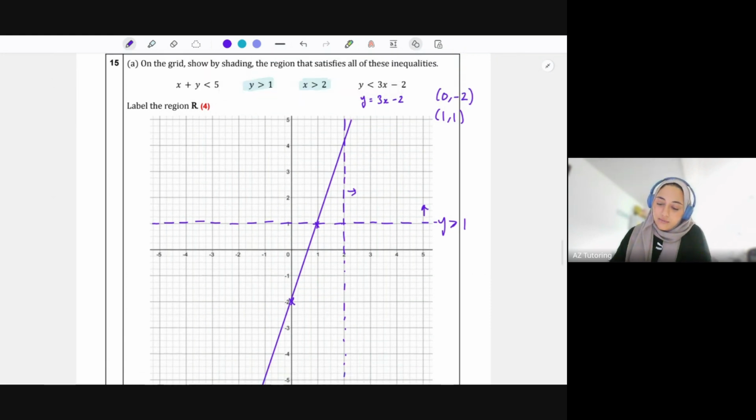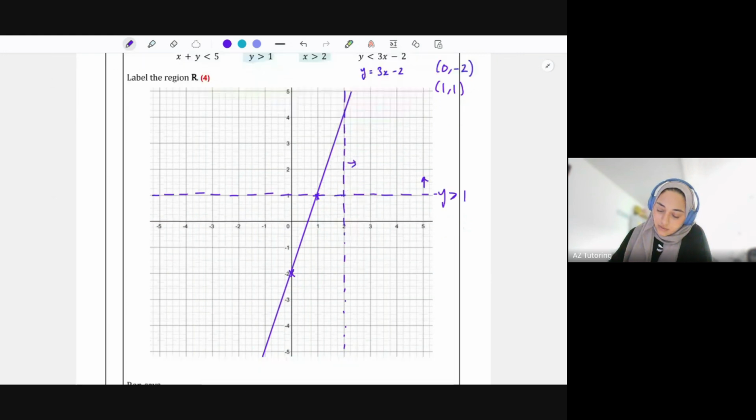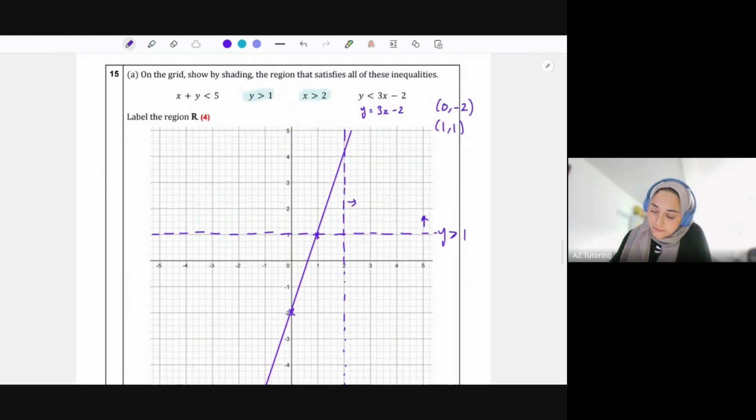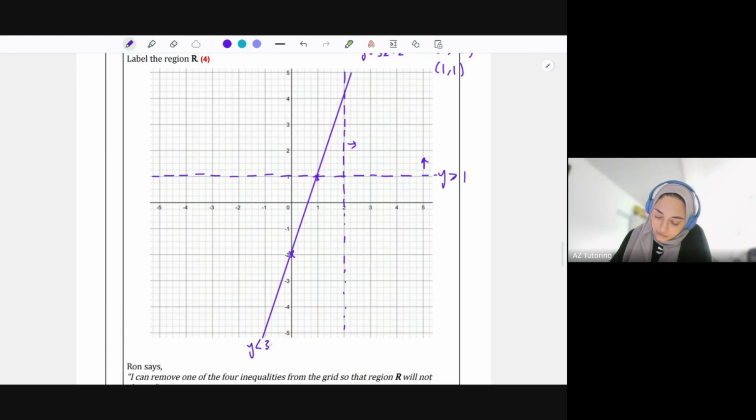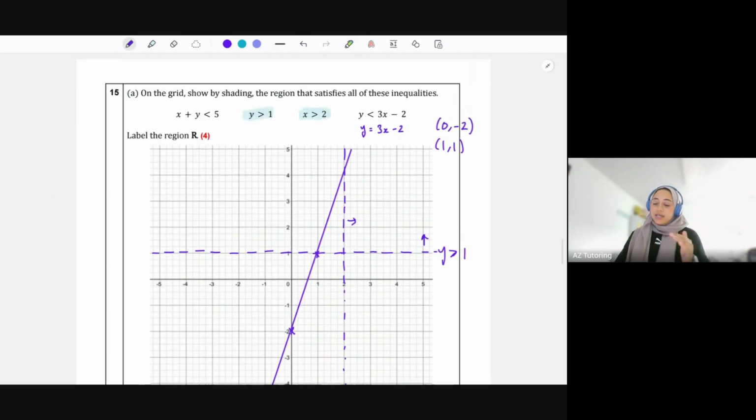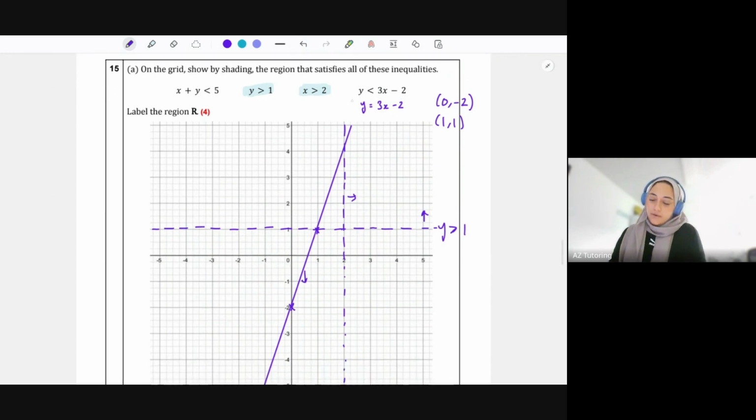So this line here is the line, I'm going to write it down here, y is less than 3x minus 2. Now, if it's less than, it's going to be below this line. So I'm just going to do an arrow here just so I know the region R is below this entire line. Okay, so we've done that one.